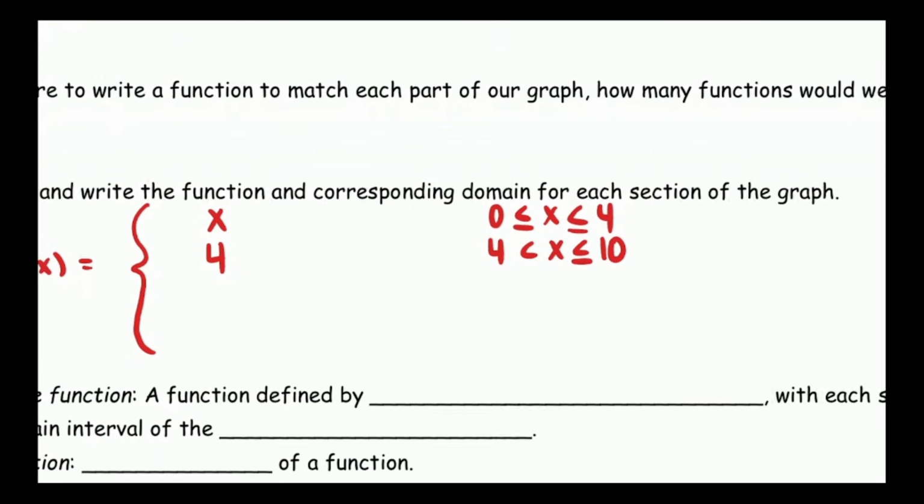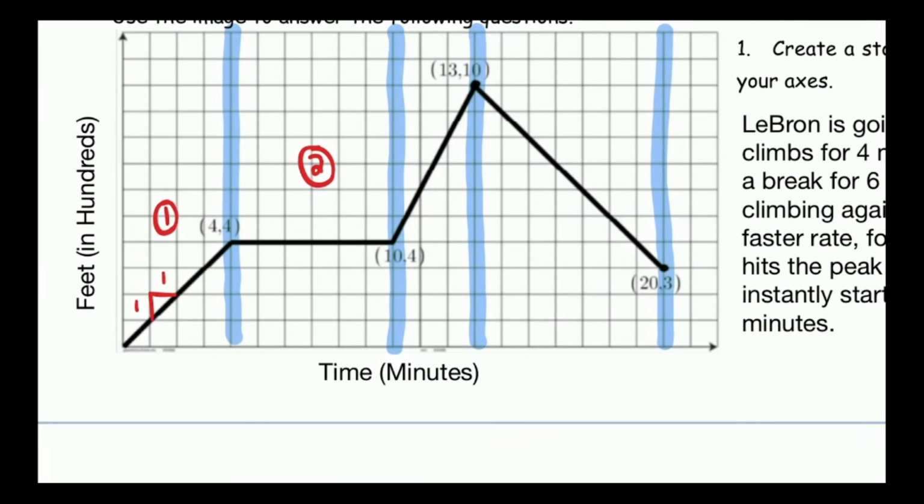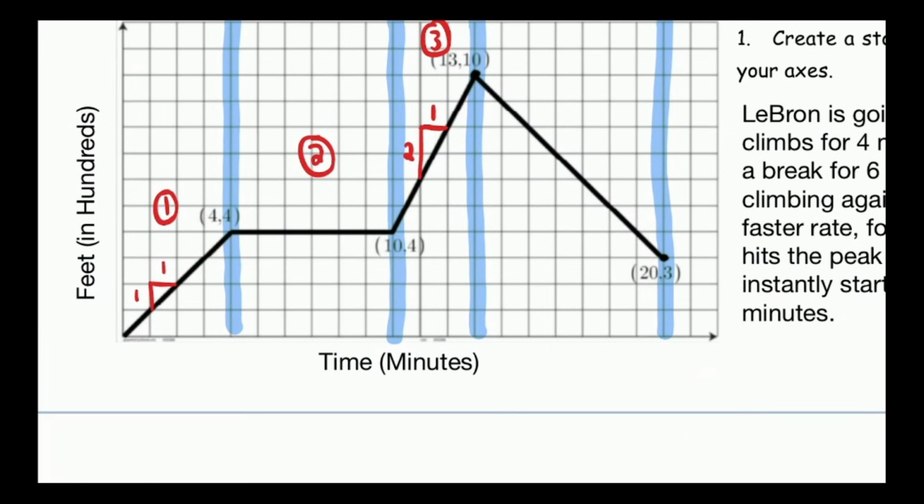All right, so next we're going to look at our third function here, the part where he ascends again, this time at a faster rate. So this is going to be section 3. This is a line again. This time it has a slope of 2 because we're going up 2 and then to the right 1. We may assume that our y-intercept is 4 because we start here at (10, 4).